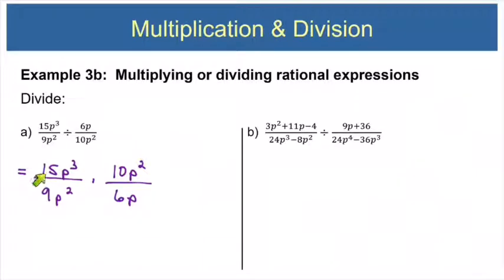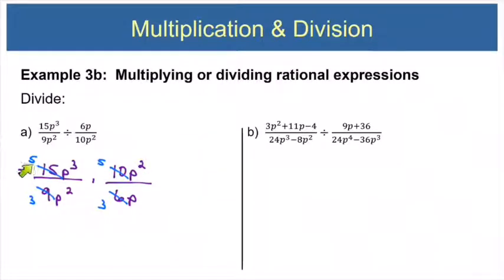So let's start by saying 15 and 9 can both be divided by 3. 15 divided by 3 is 5, and 9 divided by 3 is 3. Now let's work on the 10 and the 6. Both of these can be divided by 2. 10 divided by 2 is 5, and 6 divided by 2 is 3. And you could work on the p's at this point, but I say let's go ahead and regroup and see where we are now.